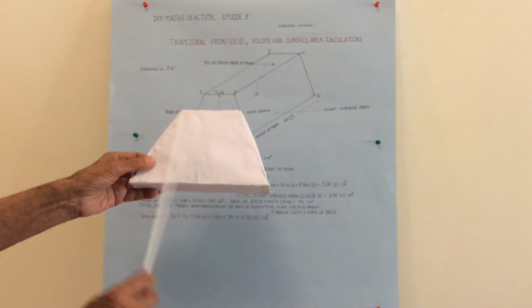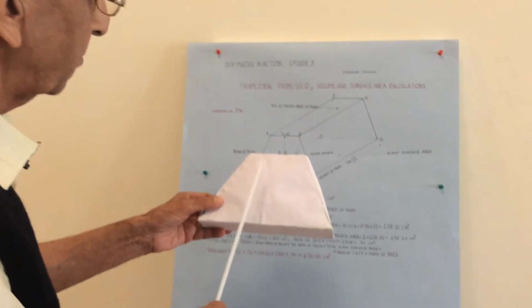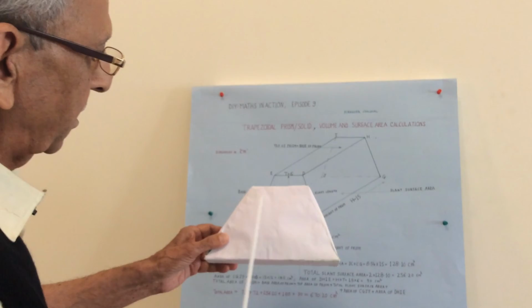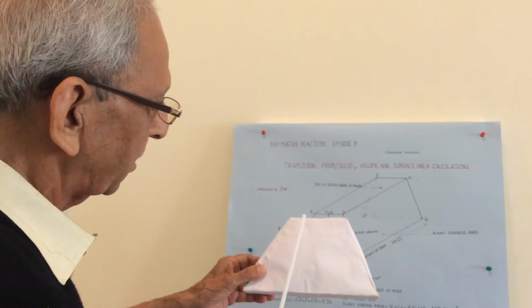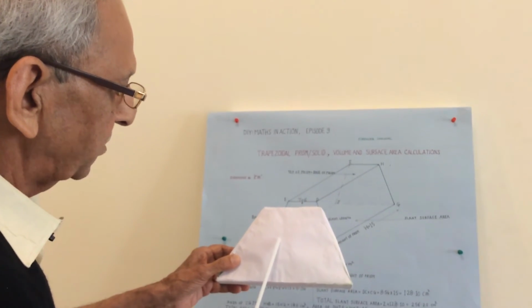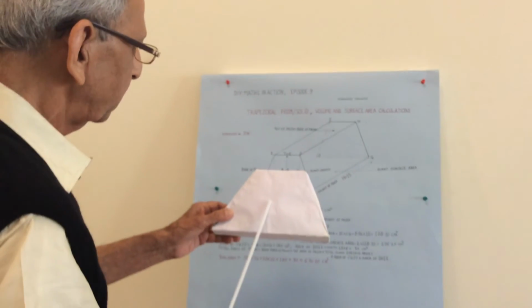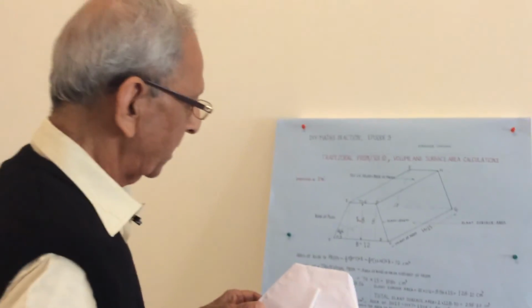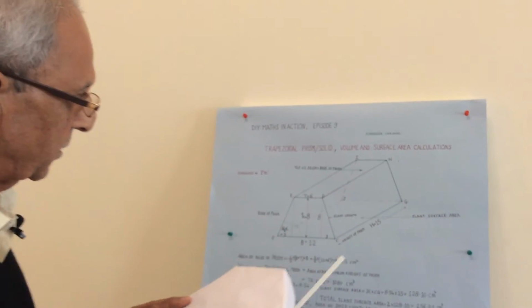So this should be the base area while calculating the volume. This will not be the base area. For calculating volume, we have to consider this as the base of the prism. That is very important.